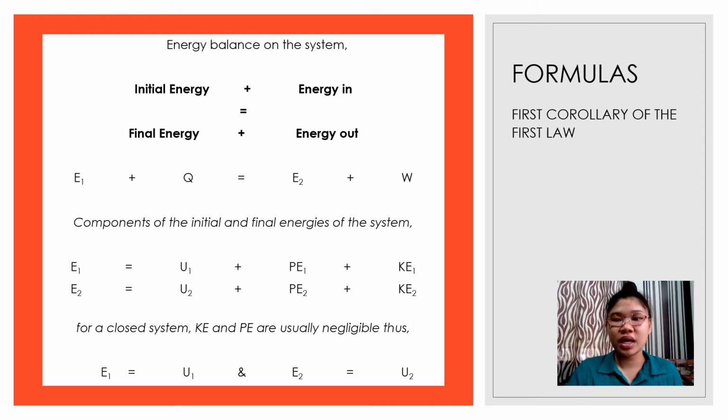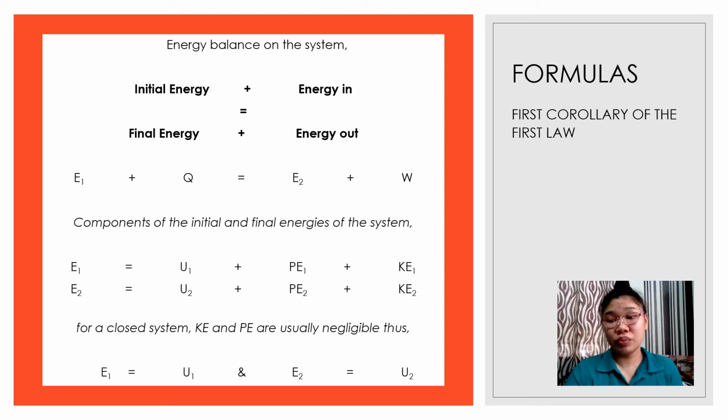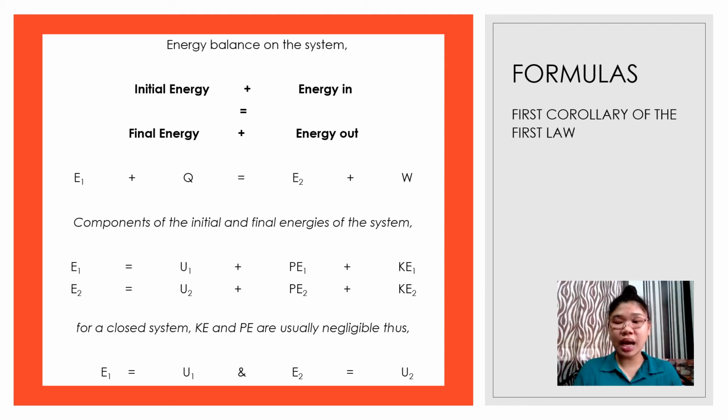So this is the first corollary of the first law. This is somewhat related to our first law of thermodynamics. In simpler terms, this is a proposition which comes from our first law of thermodynamics. To be exact, this is the application of the conservation of energy to a closed system.